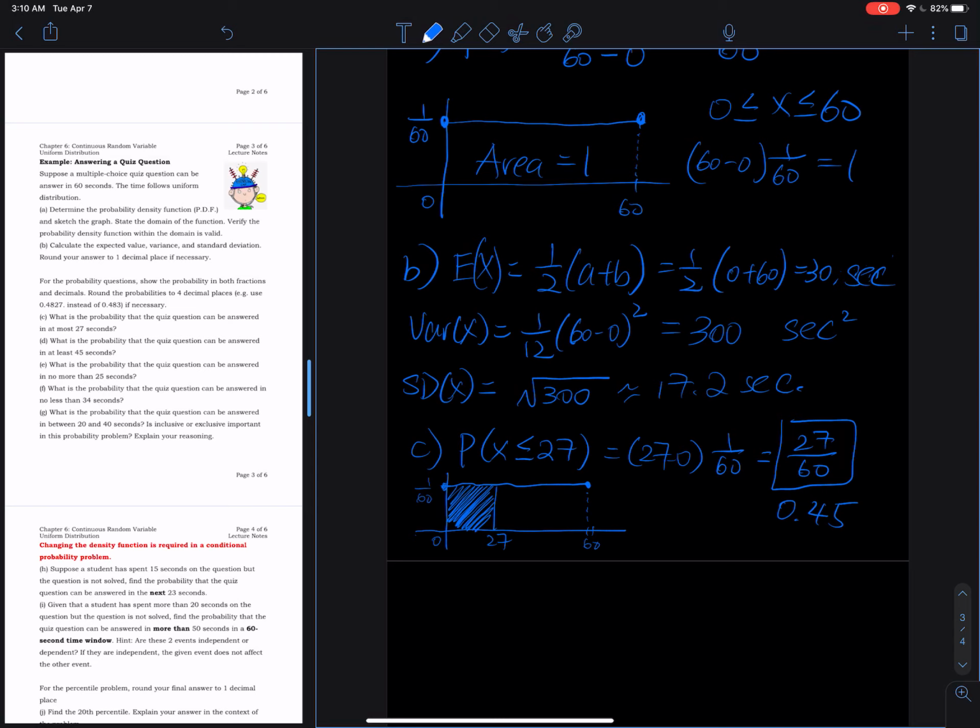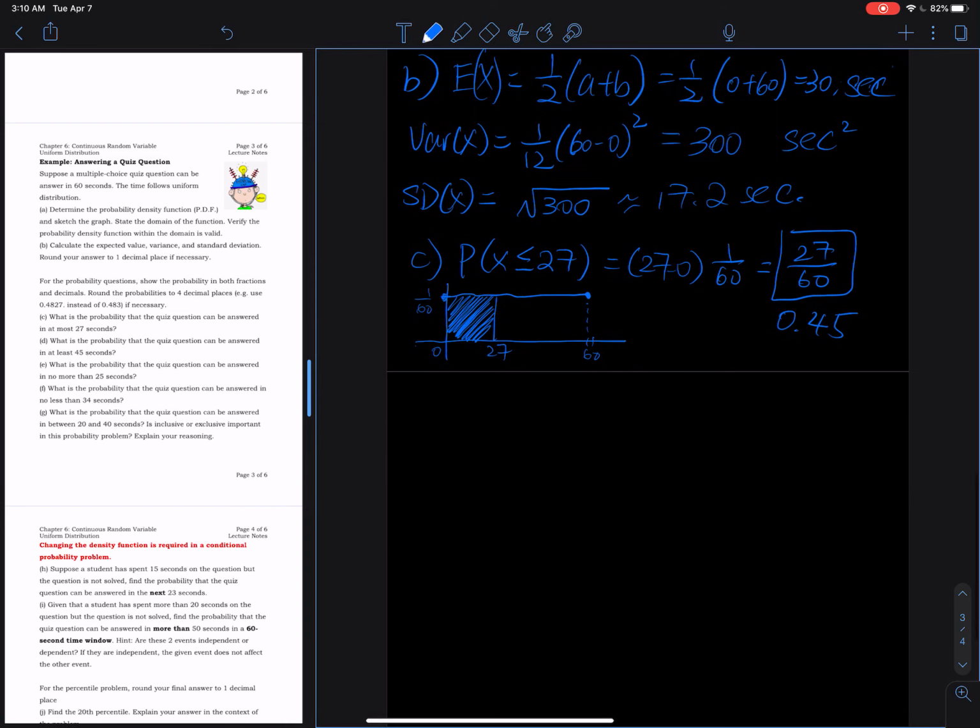That is how you answer a uniform distribution question. With lots of practice, you can answer the question without sketching the graph. But at this point, I highly recommend you do the graph. And then part D, what is the probability that the quiz question can be answered in at least 45 seconds? At least 45 means 45 or above, greater than or equal to 45. So let's draw the same graph. I know it's annoying. Please do it.